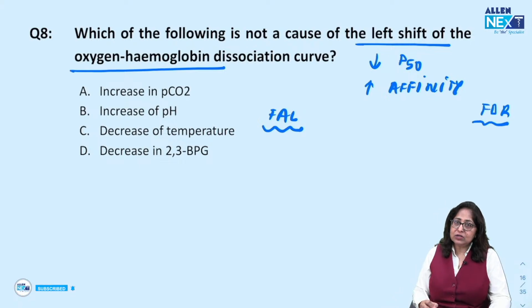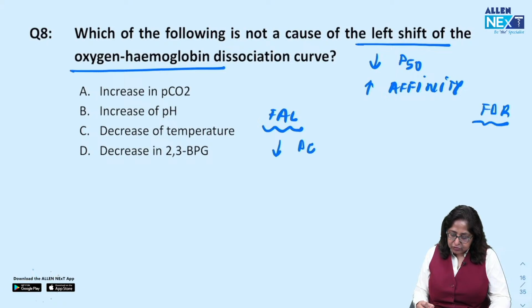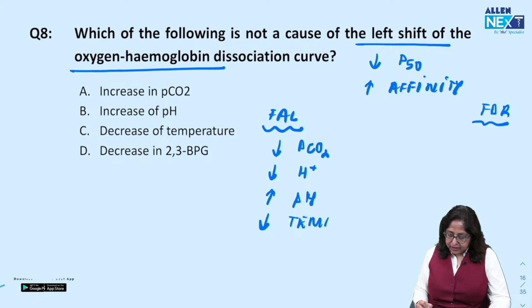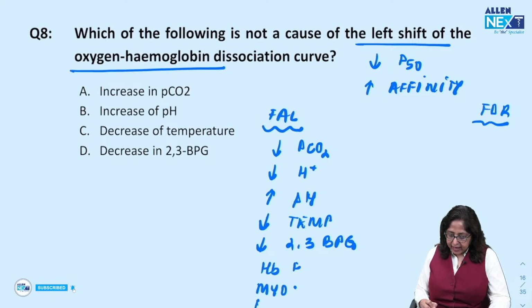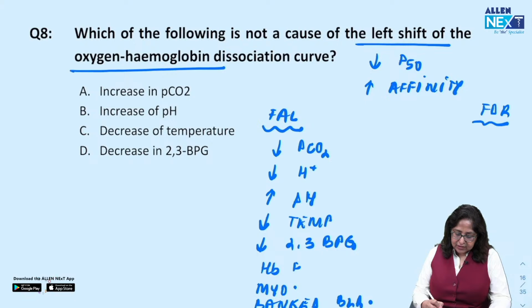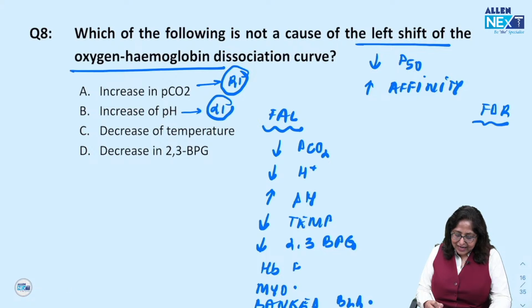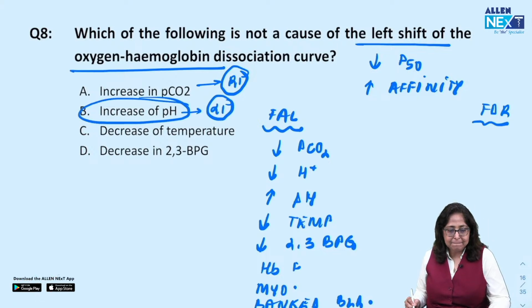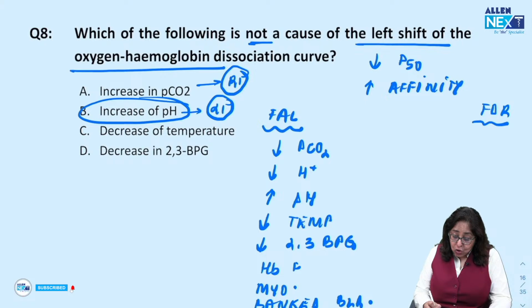Now, what are the conditions which cause a shift to left? A decrease in PCO2, a decrease in H plus or an increase in pH, a decrease in temperature, a decrease in 2,3-BPG, hemoglobin F and myoglobin, and also in banked blood. So increase in CO2, PCO2 causes a right shift. Increase in pH will cause a left shift. So the answer to this question is B, right? Oh, sorry. Which of the following is not a cause?